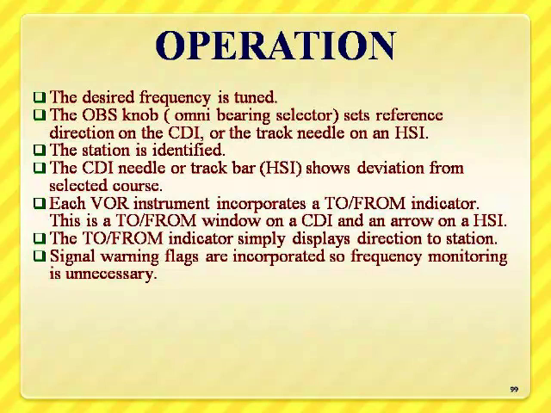The CDI needle or track bar shows deviation from the selected course. So each VOR instrument incorporates a to or a from indicator. This is a to or from window on a CDI and an arrow on a HSI. The to or from indicator simply displays direction to the station. Signal warning flags are incorporated, so frequency monitoring is unnecessary.